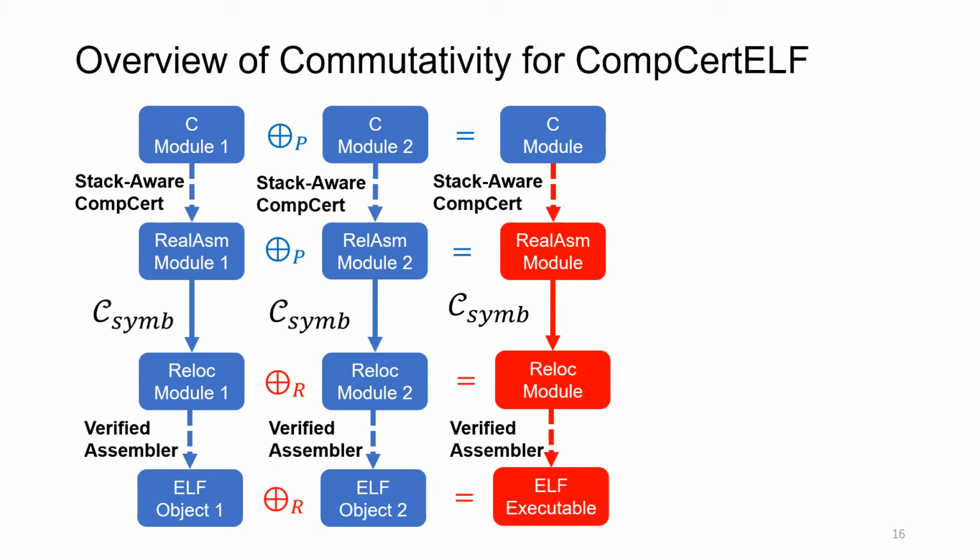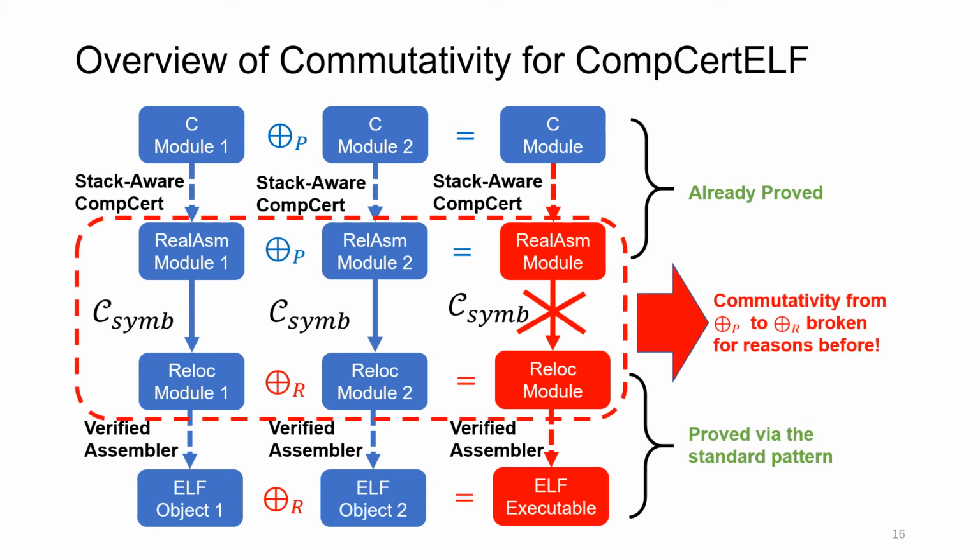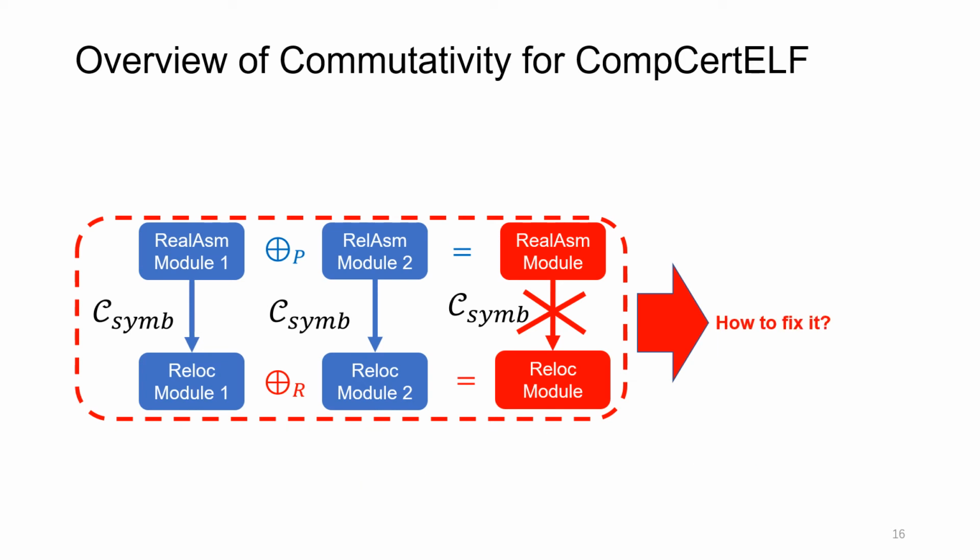The commutativity proof for CompCertELF has three parts. The first part reuses the commutativity proof of Stack-Aware CompCert as it is. Then comes the commutativity for symbol table generation, which changes from the linker for CompCert to the linker for object files. After the transition, commutativity is easily established by following the standard pattern. However, the commutativity for symbol table generation is actually not provable for the exact reason we described in the last slide. Now the question is, how could we fix it?